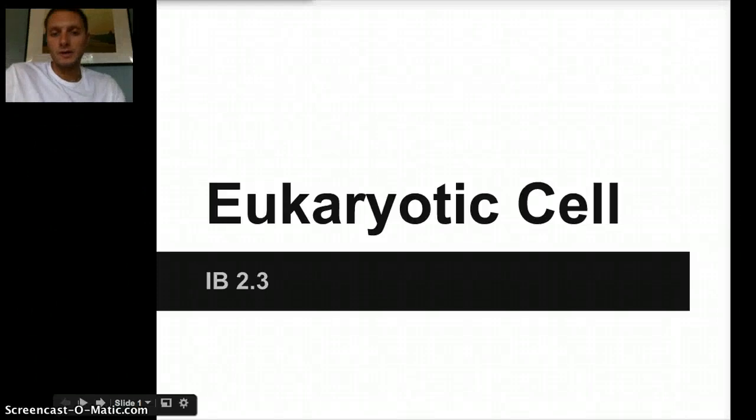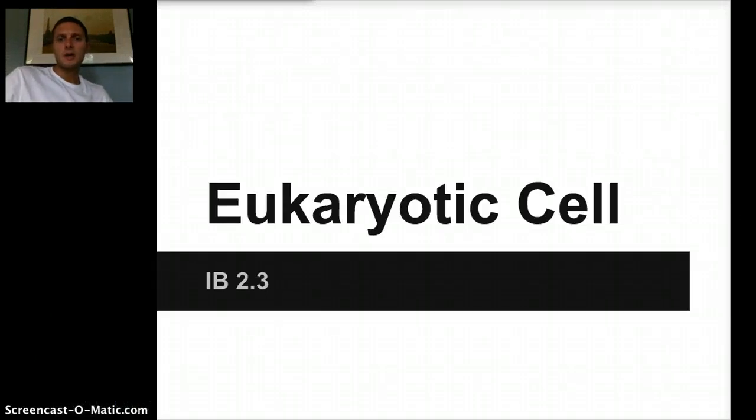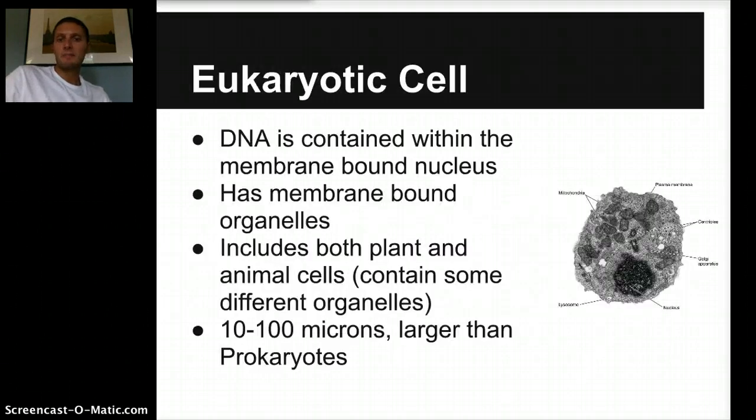Our next topic that we're going to take a look at is eukaryotic cells, which is similar to prokaryotic cells. Eukaryotic cells are a little bit more advanced, have a little bit more structure. They have organelles, obviously, in comparison to prokaryotic cells. So we're going to take a look at those for IB 2.3. Some basic background and some characteristics of eukaryotic cells.